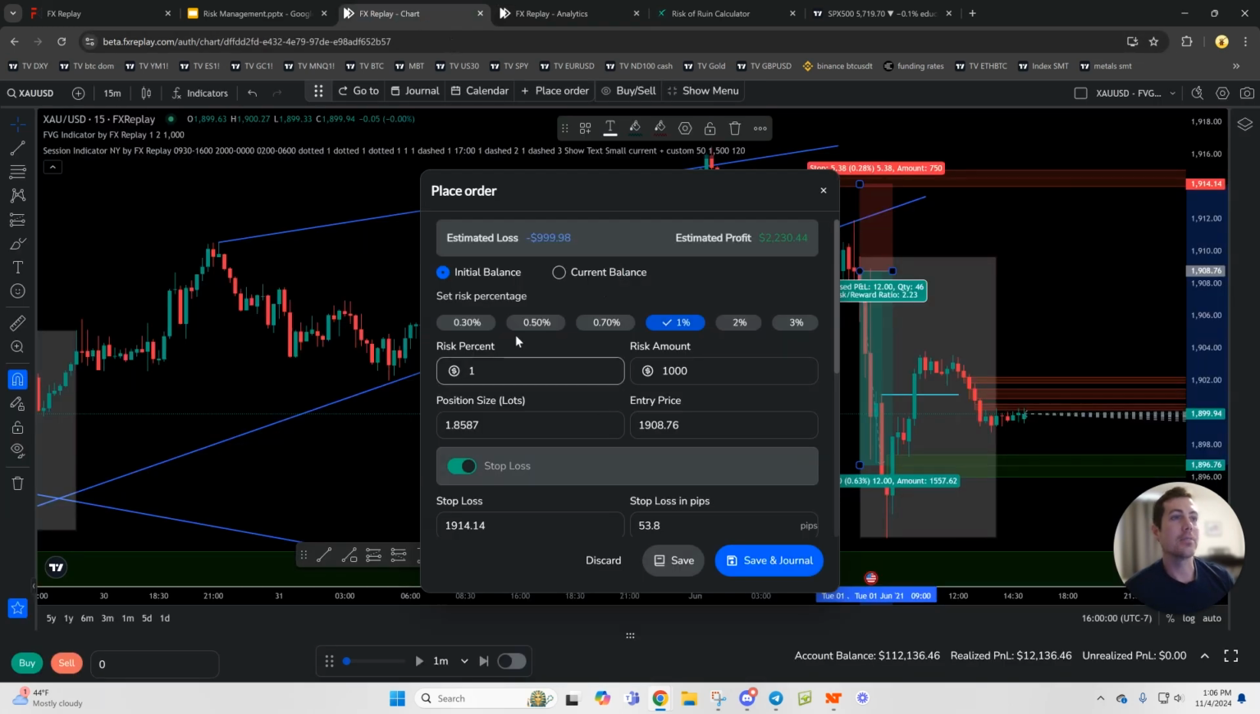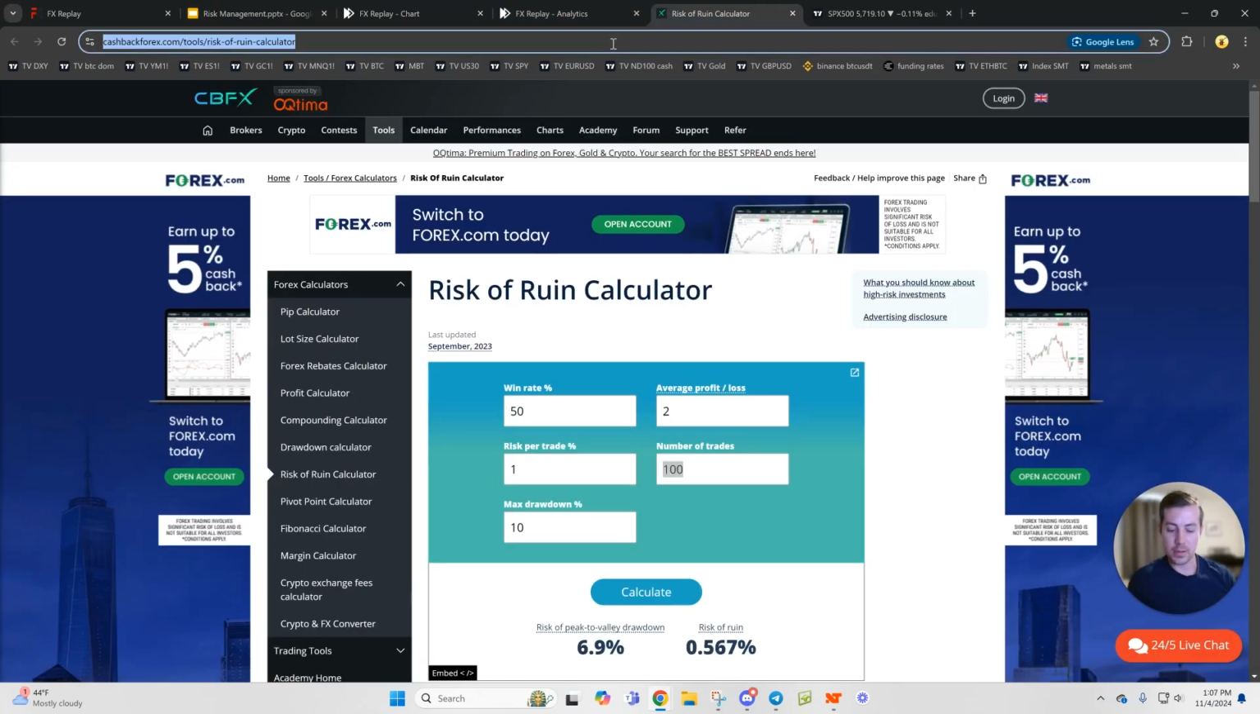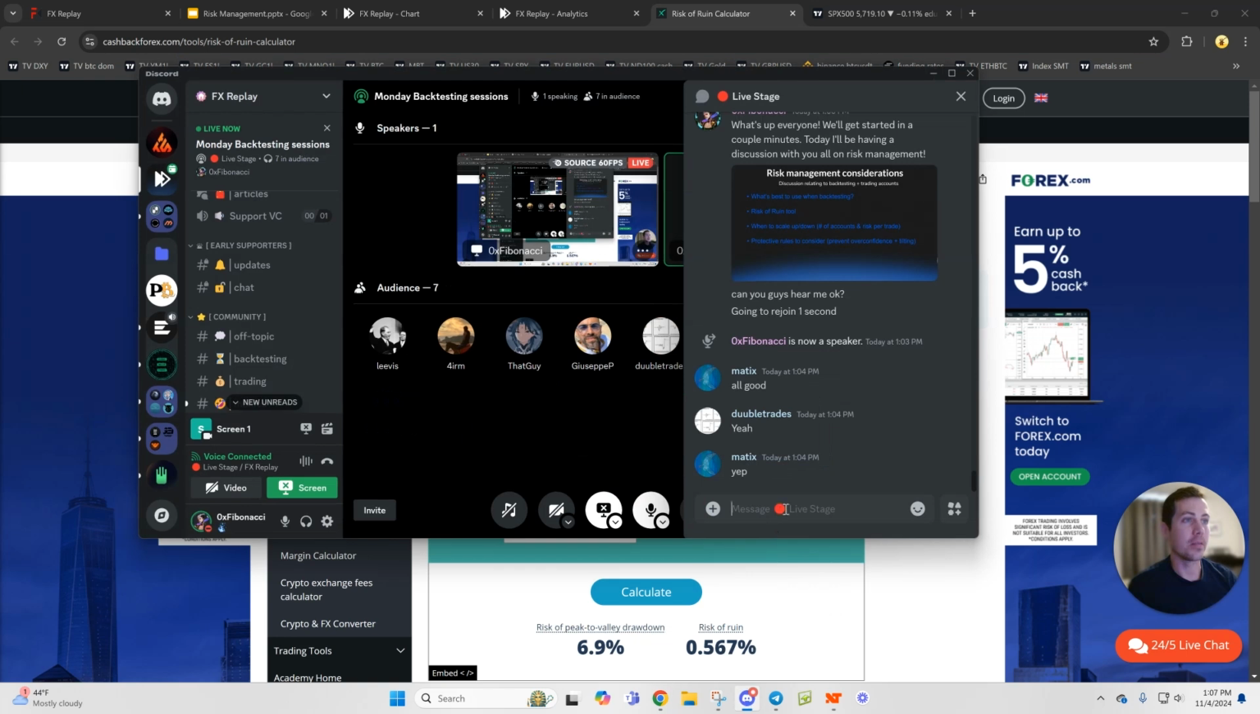So that's generally what I'll use when I'm backtesting, but that does not mean that I use 1% risk per trade when I'm actually trading. So for actual trading, I like to use this risk of ruin tool that I'll link to you guys in the chat real quick so you guys can play around with it as well.